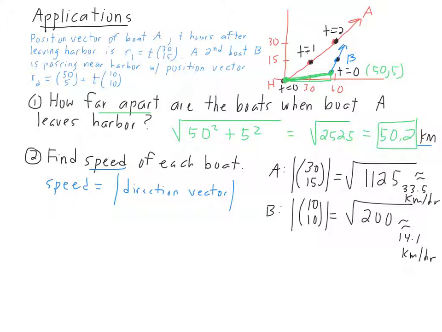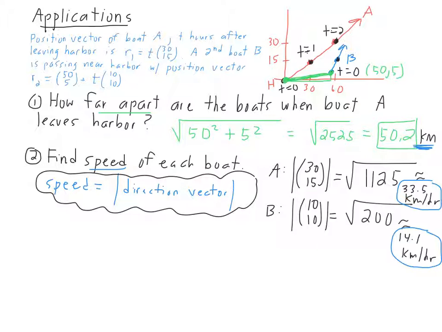Let's go back here and just insert a unit of kilometers for the previous part. Our distance is in kilometers, our time is in hours. So when we do the Pythagorean theorem to find our speeds here, it's important that you remember the unit. These are both kilometers per hour. So 33.5 kilometers per hour and 14.1. You can see that boat A is moving at a greater speed than boat B. The big takeaway here is to remember that if you are asked to find the speed, then it is the magnitude of your direction vector.